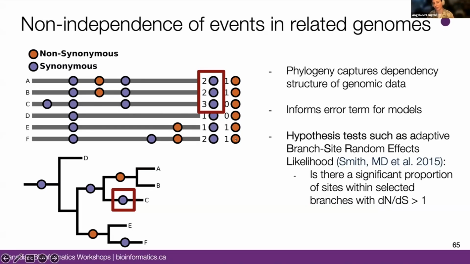And one way which we might formally use a hypothesis test to look at what regions and tips are under adaptive selection would be using the branch-site random effects likelihood. So is there a significant proportion of sites within selected branches where the dN/dS is greater than 1 would be the type of question you could ask with that.